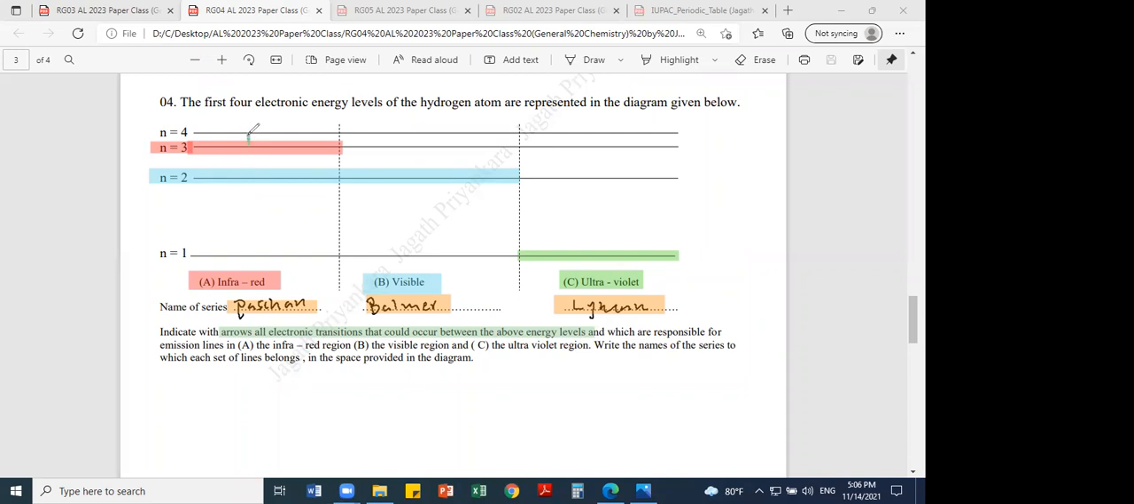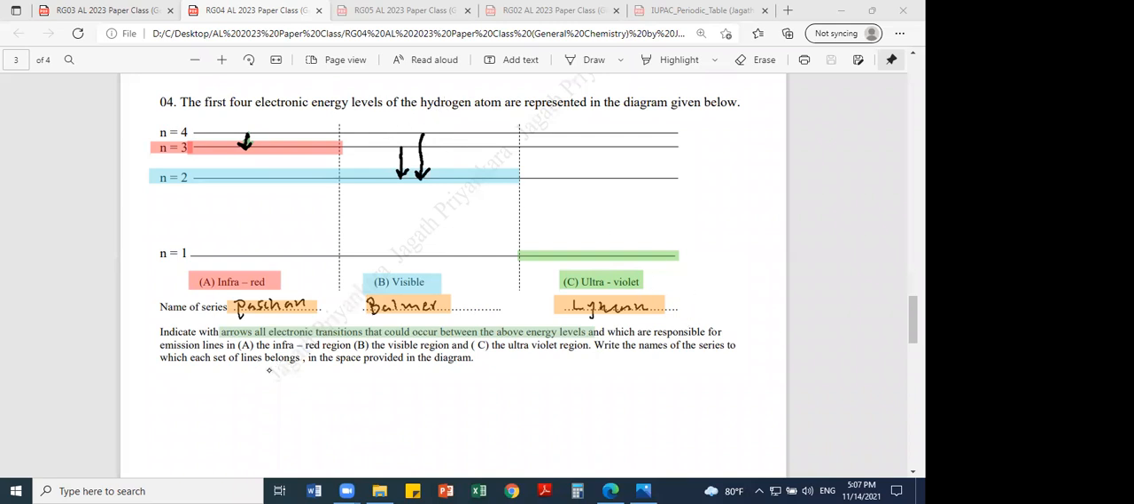So therefore only one is possible here. I'll draw this with black. Only one is possible here. Then the next one, the visible region. From the upper level to the second level, you can draw two possible lines from here to here, like this. You can use the ruler and draw it nicely, a straight line.